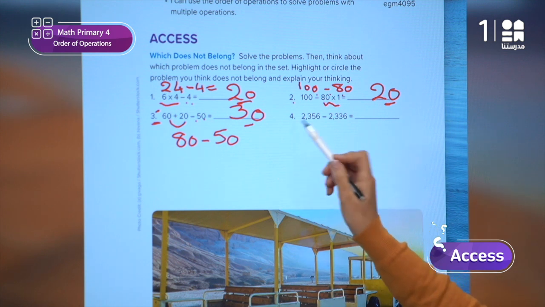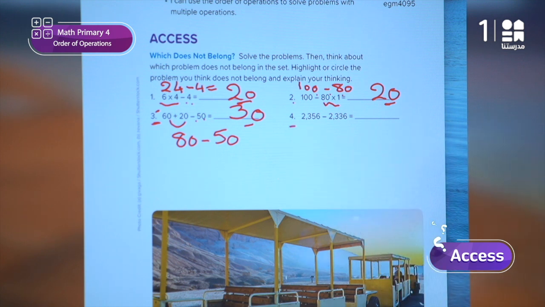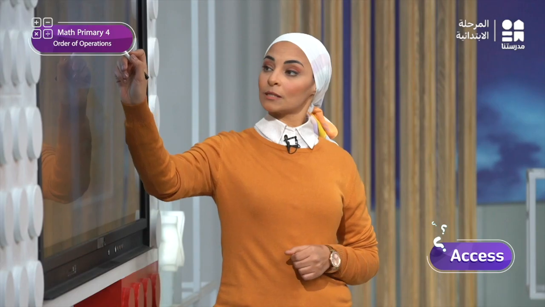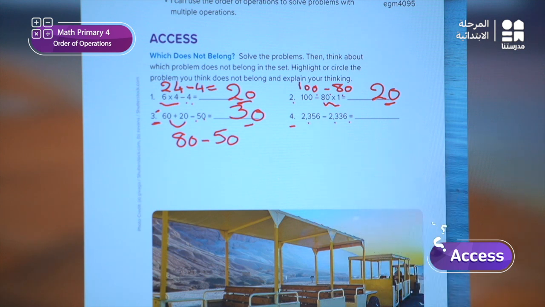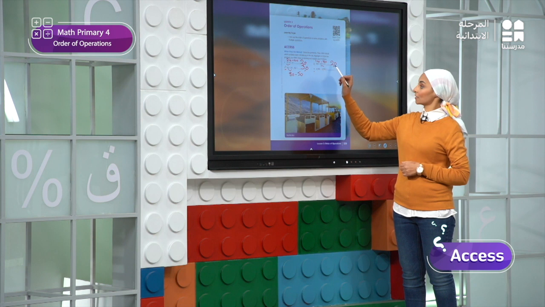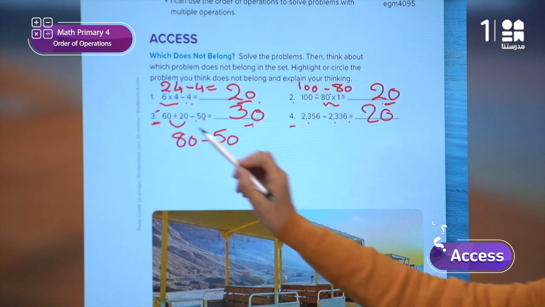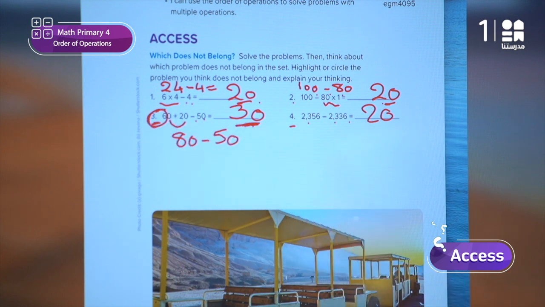And now let's move to problem number 4, the last problem here. Here I'm asked to subtract 2,356 minus 2,336. Now, when I asked my students about the differences, some of them said problem 3 is different. Why is problem 3 different? Because all the problems have a result of 20. The answer is 20 here, 20 here, here is 30, and here is also 20. So 3 is different because it has a different answer.